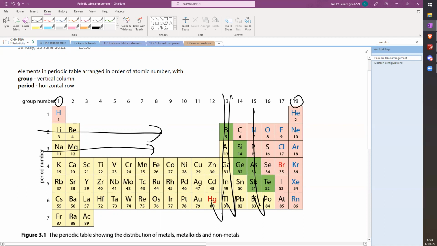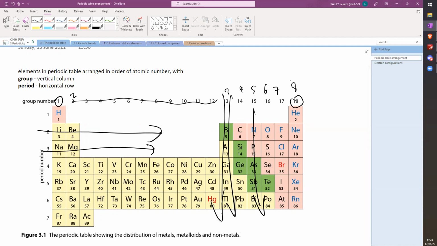There are some periodic tables that number it 1 to 8, and so they skip all these middle bits. Oh, well, they do 1, 2, and then they just put 3, 4, 5, 6, 7, 8. That's not the numbering that the IB uses, though, so don't do that. Just do 1 to 18 like this one does it. And yeah, periods go from 1 to 7.